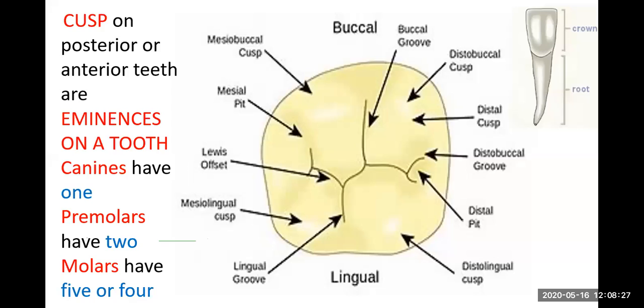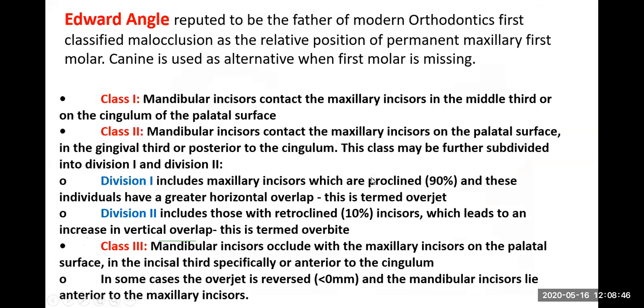So you know that I told you earlier, cusps are eminences on a tooth. Canine has its own, just 1. Premolars have 2, and molars have 4 or 5, depending on the tooth you are dealing with. So every tooth has its own eminences, and they are so defined.